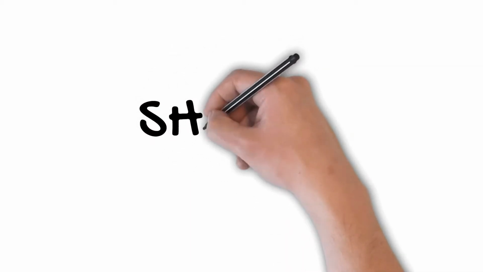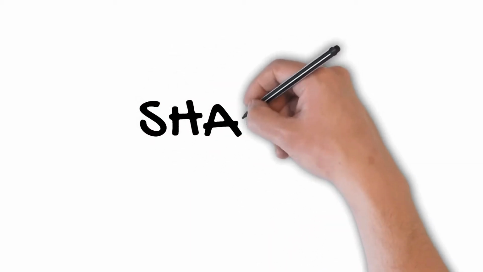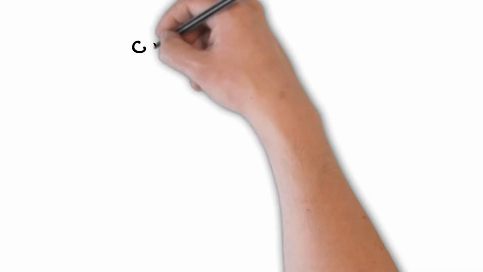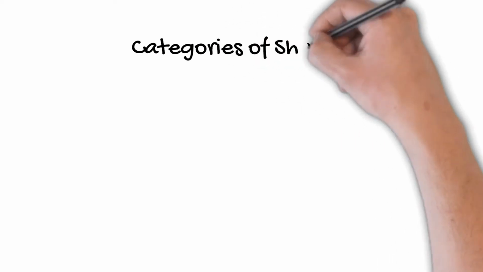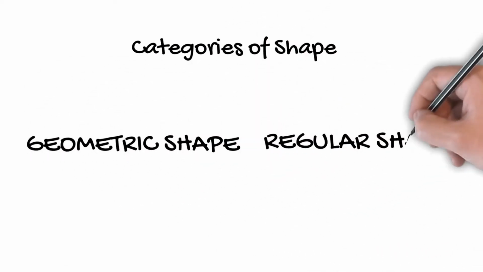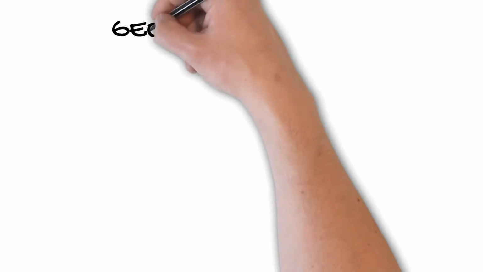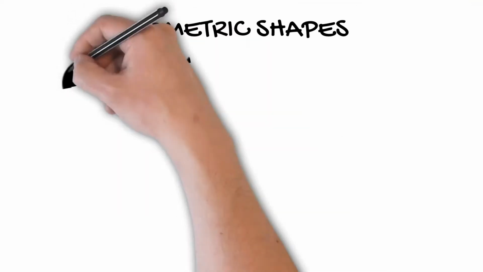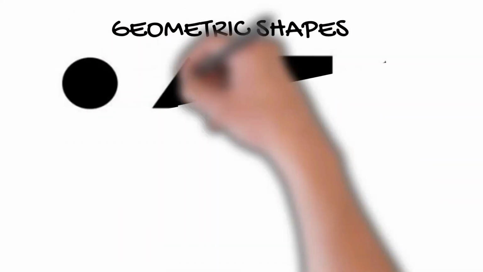Next element is shape. A shape is created when a line is enclosed. It is an element of art that is two-dimensional. There are 2 categories of shape: the geometric shape and the organic shape. These shapes generally have a specific name. Examples are circle, triangle, and square.